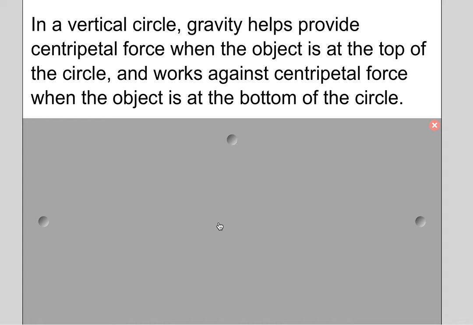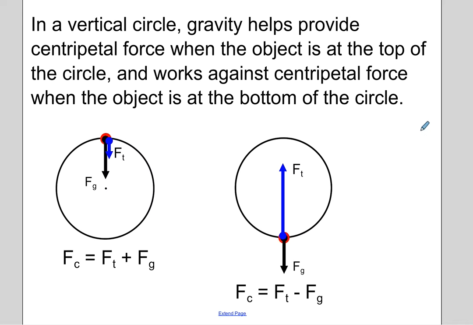So now, that was horizontal circles. Let's talk a little bit about vertical circles. In those, gravity helps provide centripetal force when the object is at the top of the circle, but it works against centripetal force when the object is at the bottom of the circle. Now think about a circle, like a tire, or an object on a tire, going around in a circle vertically, rolling down the ground, or just rotating. When you're at the top versus when you're at the bottom.